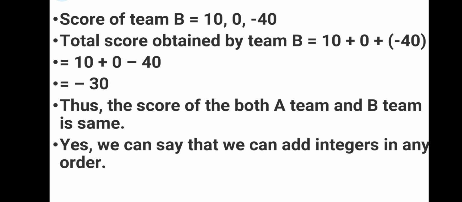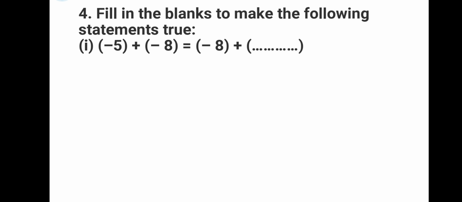Okay, and one more question they asked: whether the integers can be added in any order. So from this answer we can see that minus 40 in team A was in the beginning, that is in the first round, while for team B minus 40 is in the last round. So whatever be the order of numbers, we are getting the same answer. So yes, we can say that we can add integers in any order. Even if we add in any order, we'll get the same answer.